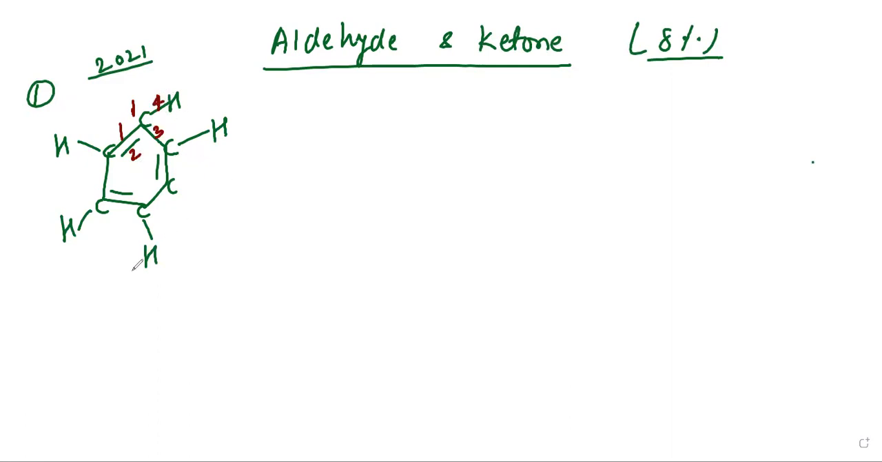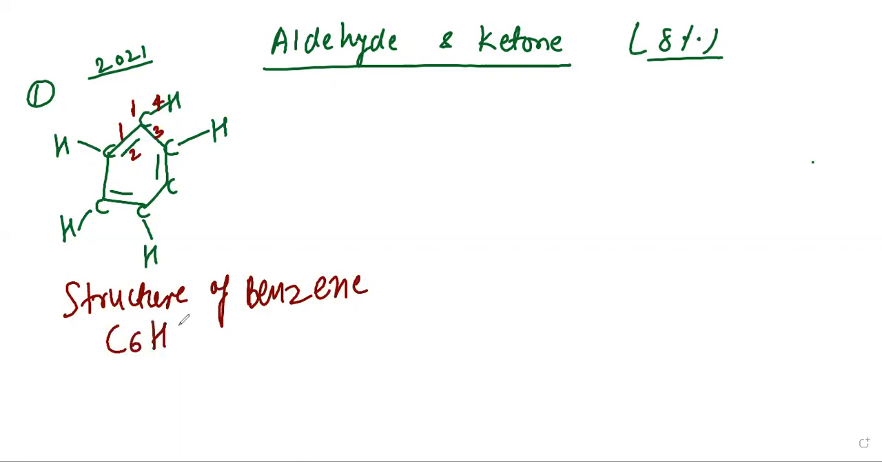And there are alternate pi bonds. So this is the structure of benzene, and the molecular formula is C6H6. So a total of 6 carbons and 6 hydrogens will be there. And when it reacts with carbon monoxide, CO.